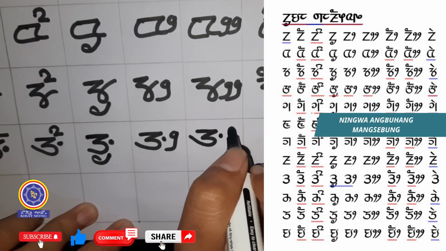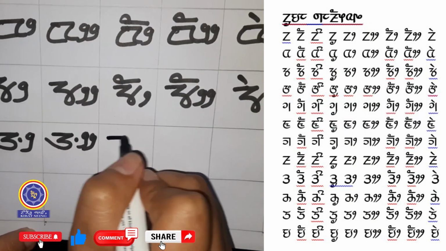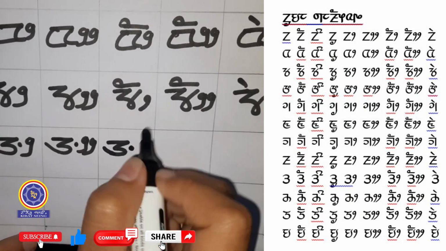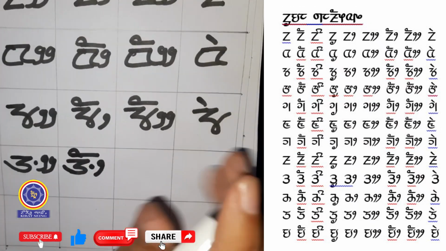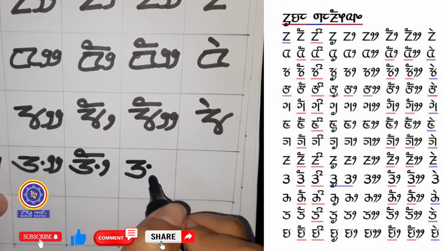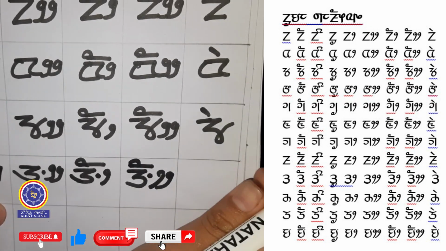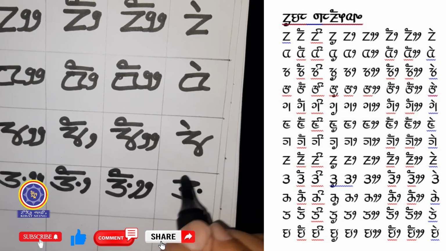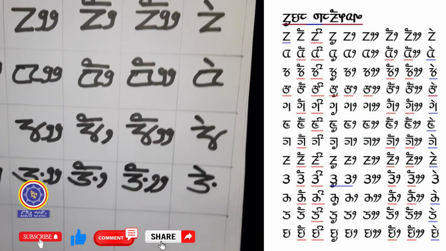Ngo and add oinu, ngo oinu ngai. And then ngo and add tumbo, ngo tumbo ngo. And again write ngo and add tumau, and it's ngo tumau ngau. And the last one is ngo and write pecha, ngo pecha nge.